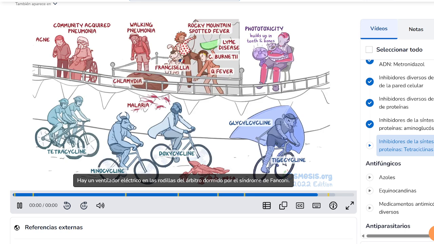There's an electric fan on the sleeping ref's knees for Fanconi syndrome. Since the race is almost over, his alarm clock is ringing, which represents tinnitus. Next to him is his half-eaten lunch, which is a plate of rotting liver that's been sitting in the sun too long. This represents the hepatotoxicity caused by expired tetracyclines.